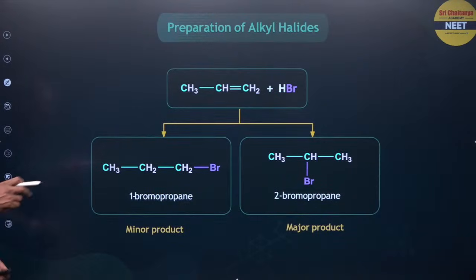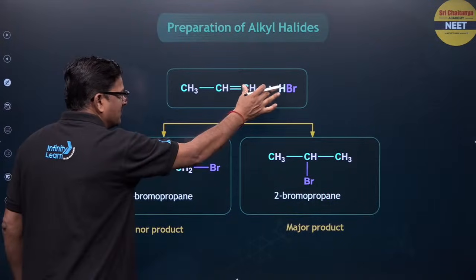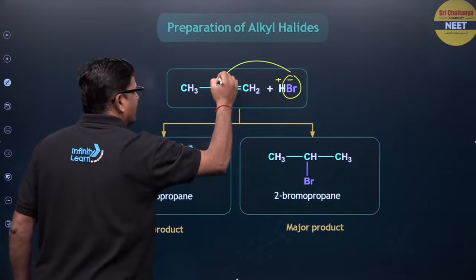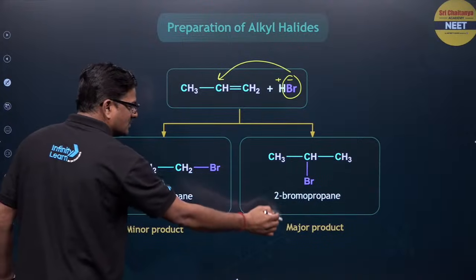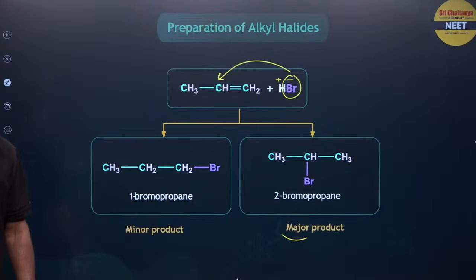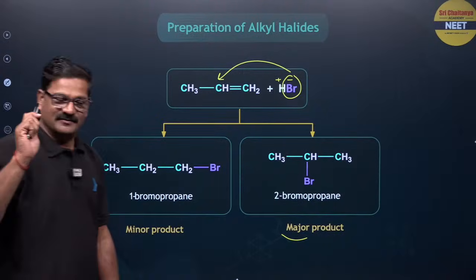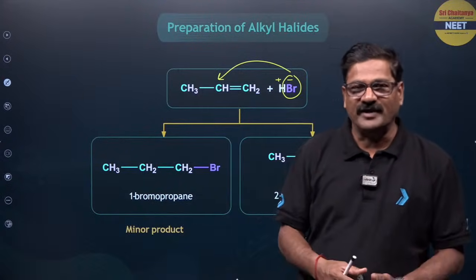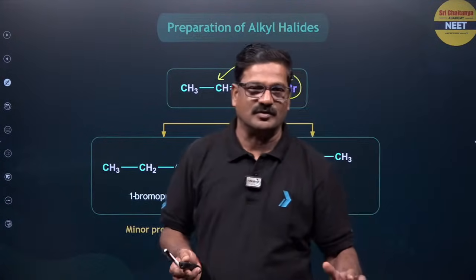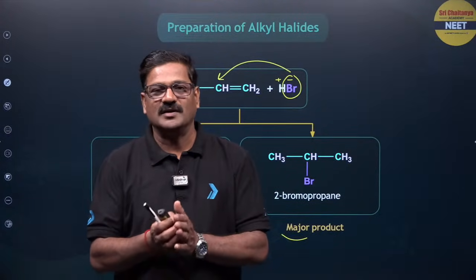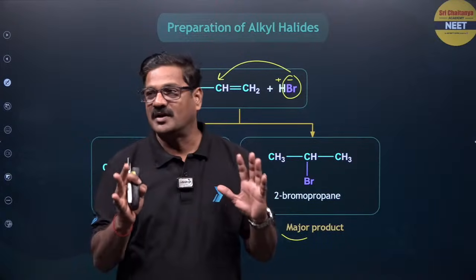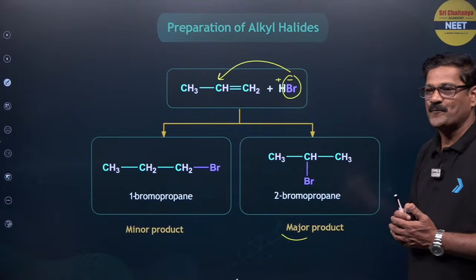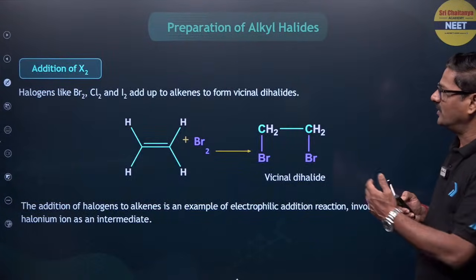Now moving ahead, if this is an alkene with H plus and Br minus, the negative part of this reagent should attack here according to the Markovnikov rule, so it is going to be the major product. Whenever an addition reaction is going on, follow the Markovnikov rule. Whenever an elimination reaction is going on, follow the Saytzeff rule. Okay, let us move ahead.